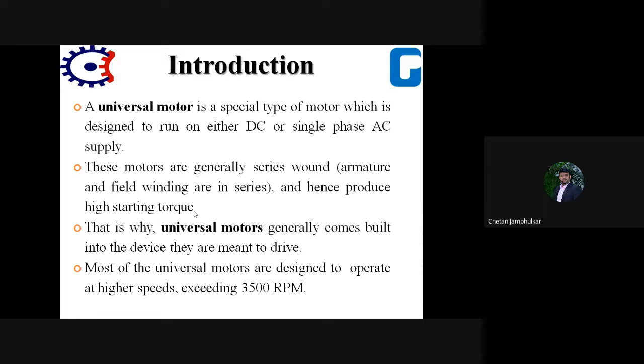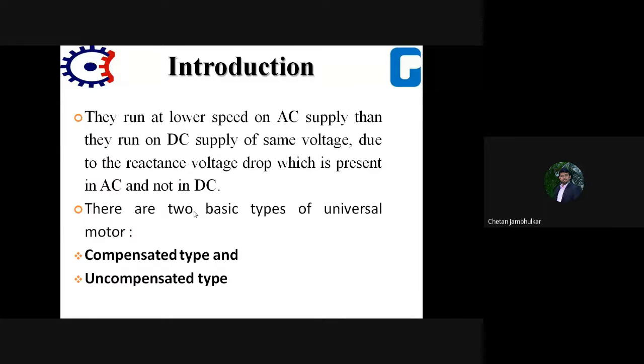That's why the universal motor generally comes built into the device that it is meant to drive. Most of the universal motors are designed to operate at high speed, exceeding 3500 rpm. So that's why we use this motor, because we need the high speed.